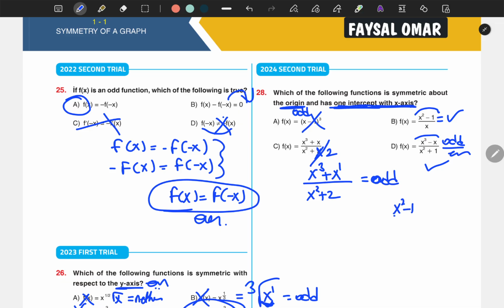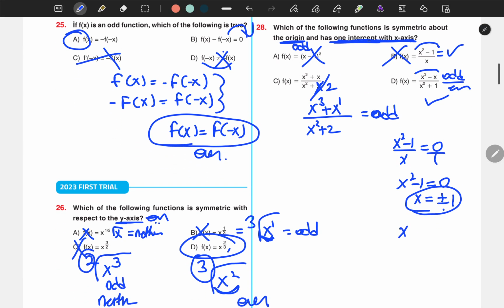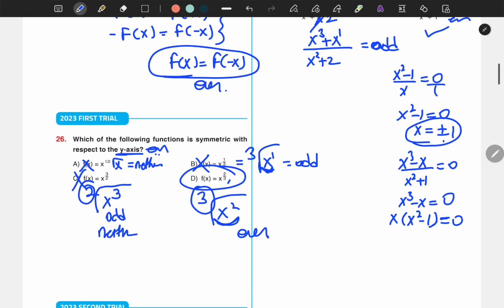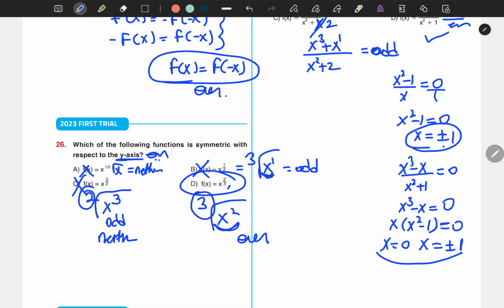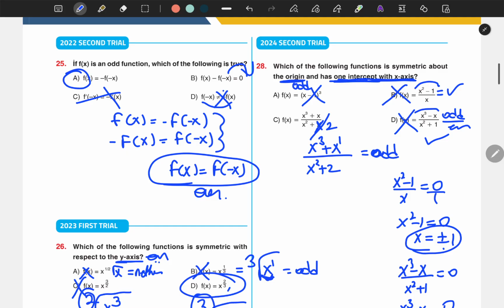So one x-intercept means, look here guys, let me check B. X squared minus 1 over x equals 0. Can I do cross product? Yes. X squared minus 1 equals 0, x equals positive or negative 1. How many x-intercepts do we have? 2. But it says 1, eliminated. Let me check D. X power of 3 minus x over x squared plus 1 equals 0. X cubed minus x equals what, guys? 0. In x parentheses, can I say that x squared minus 1 equals 0? Here we have x equals 0, x equals positive or negative 1. So here we have 3, not even 1. So D is eliminated.